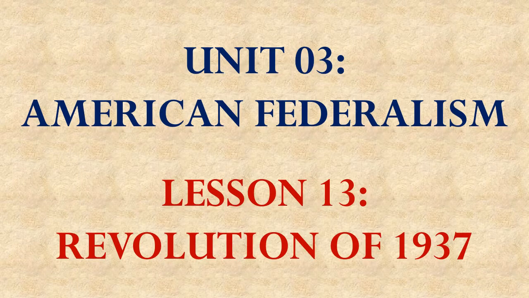This lesson is from Unit 3 about American federalism, and it's Lesson 13 concerning the Revolution of 1937. Now, please don't be confused. At the end of Lesson 12, I mistakenly said that this lesson would be about the case of Wickard versus Filburn. Now, it's correct that the case of Wickard versus Filburn will be covered by this lesson, but a more appropriate title for this lesson, I've decided, is The Revolution of 1937, and you'll see why.